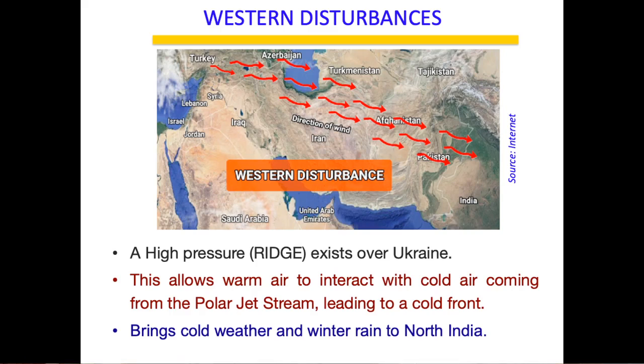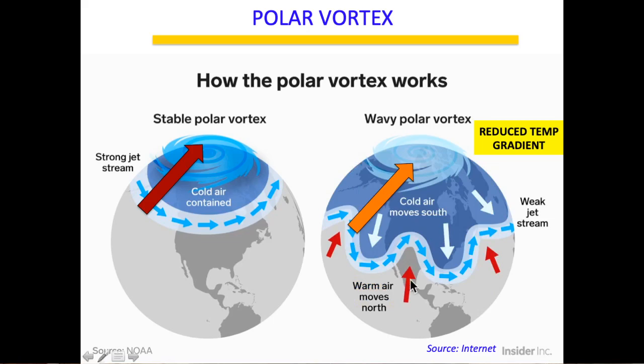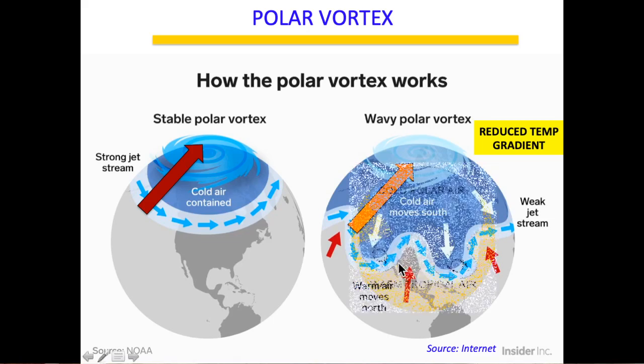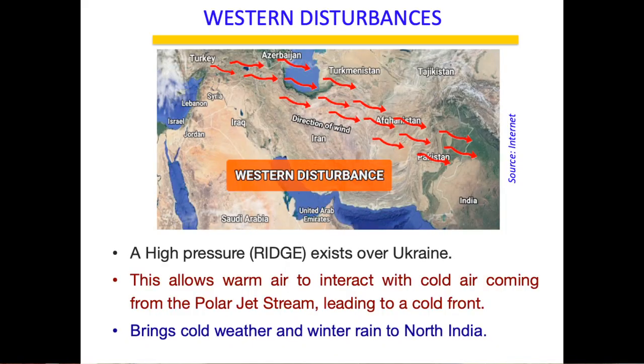What happens is there is a high pressure, which is the ridge. Like I already told you, the trough is a low pressure, the ridge is a high pressure, right? So there are oscillating low pressure and high pressure systems which are moving along the path of the jet stream. So a high pressure ridge gets set up over Ukraine during the winter time.